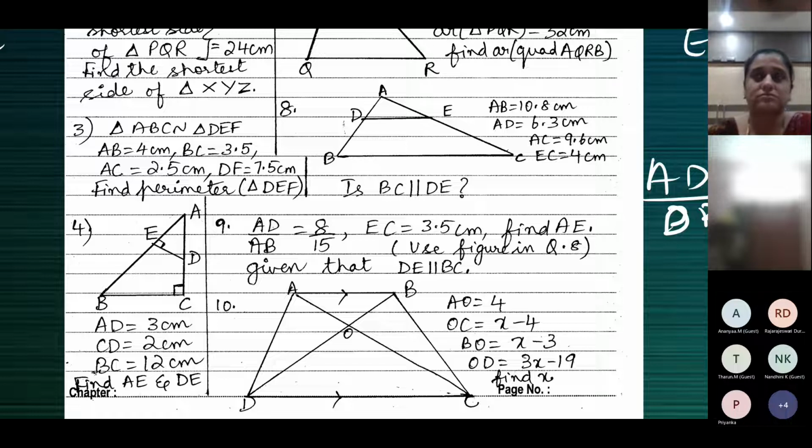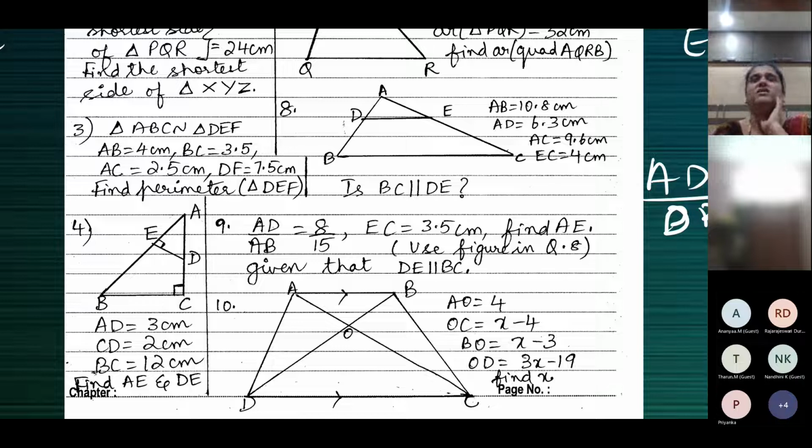It has one pair of parallel sides. No. With regard to similar triangles. Some property which you've learned with regard to similar triangles. Not in general. Congruency, ma'am. No, not congruency. Alternate interior angles. No, not that.